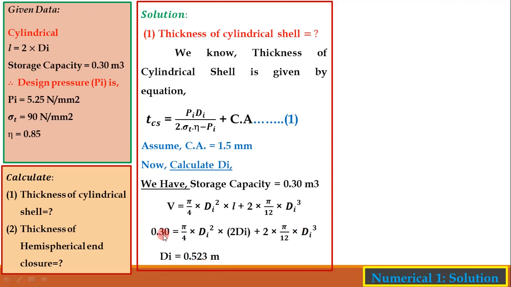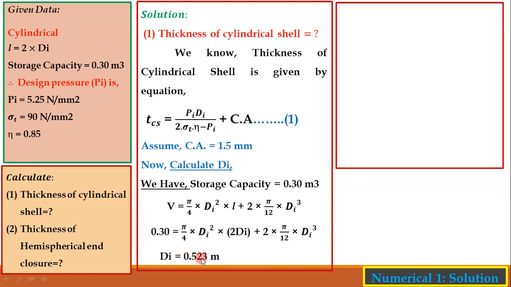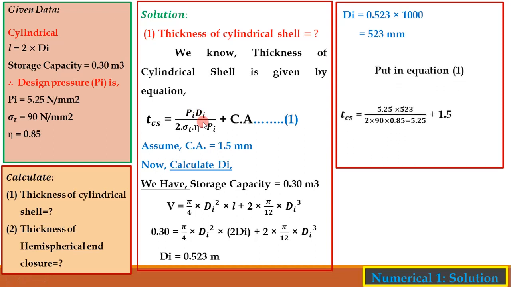As the storage capacity is in meters, we get di in meters, but we need it in mm, so multiply by 1000, and we get di as 523 mm. Now we know Ca and di, so let us put these values in equation number 1. Putting all the values here, we calculate the thickness of the cylindrical shell, TCS. Its answer would be 20.08 mm.